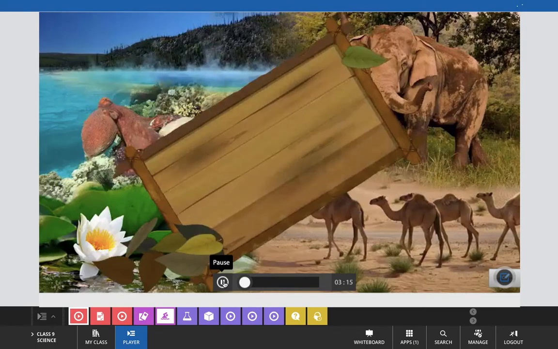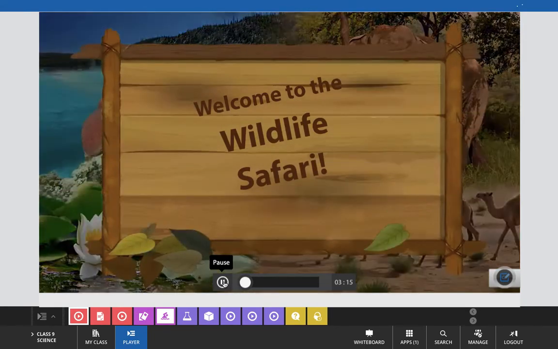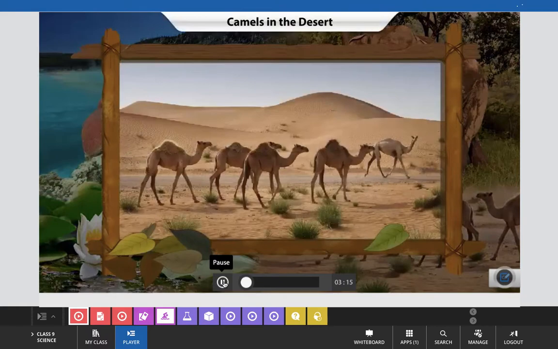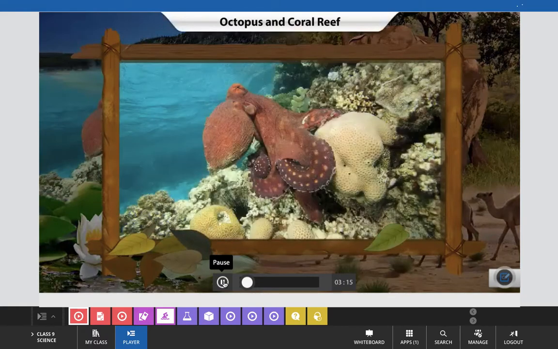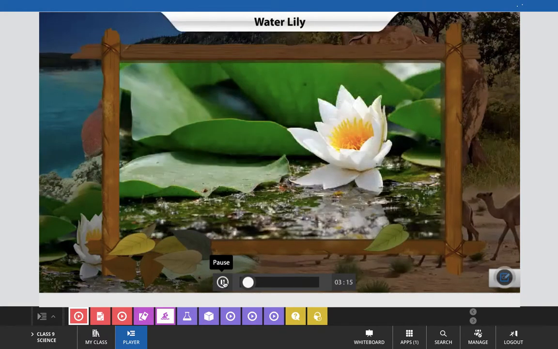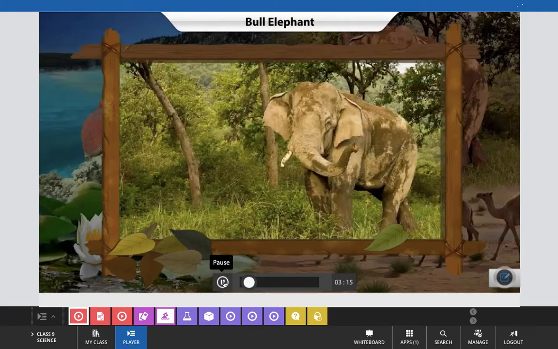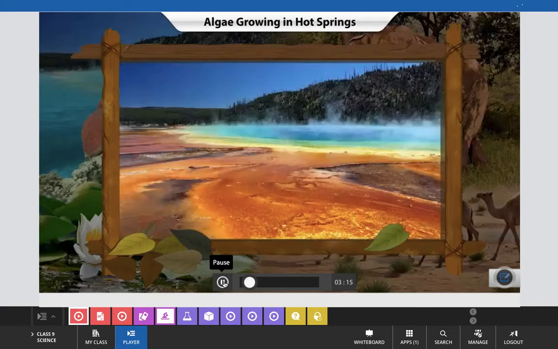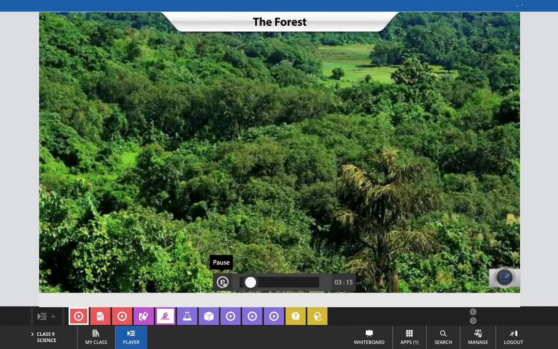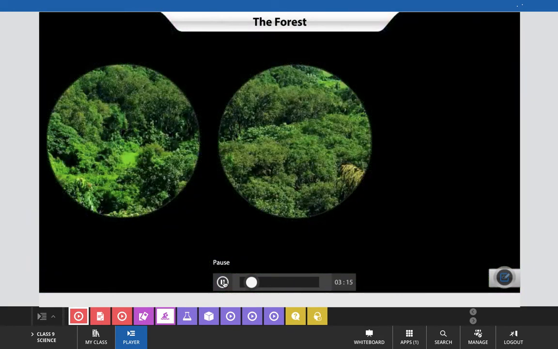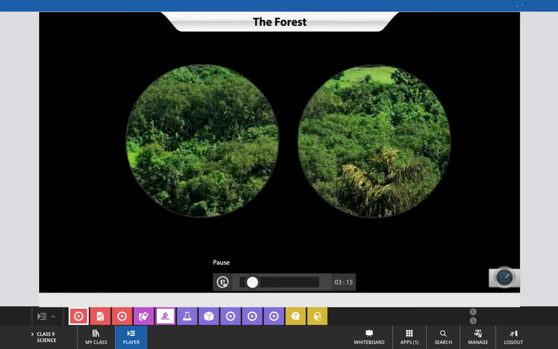Welcome to the Wildlife Safari. Today we're going to explore different natural habitats and see some of the life forms there. So, sit back and enjoy the ride. The forests are teeming with life. Let's get a closer look.